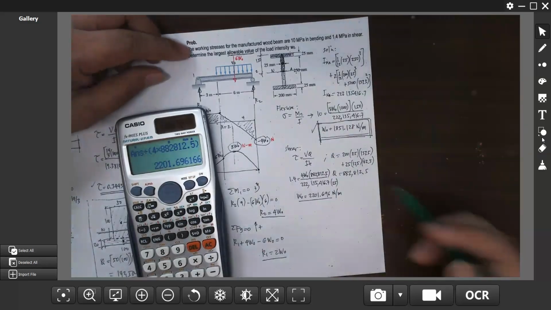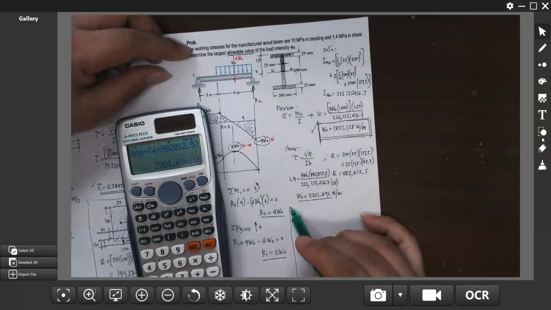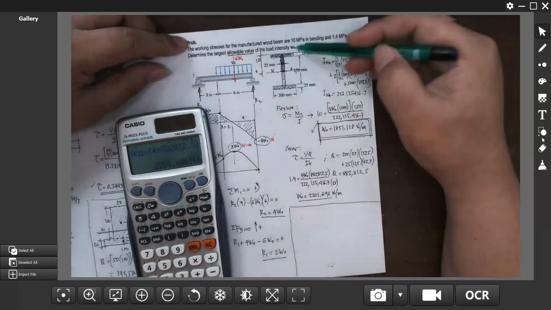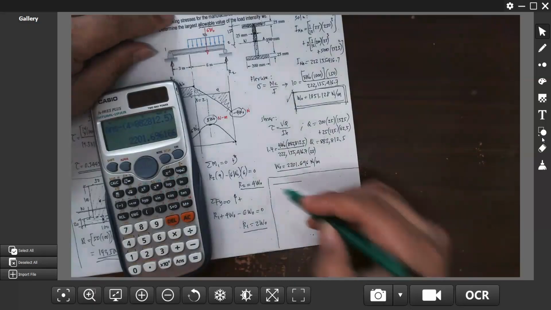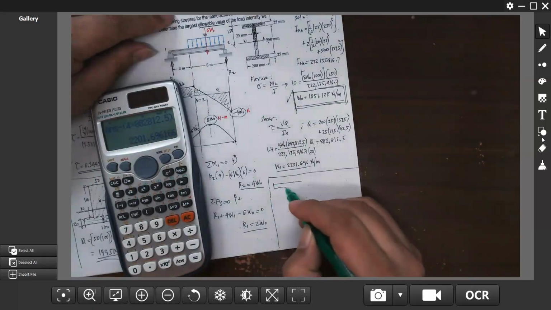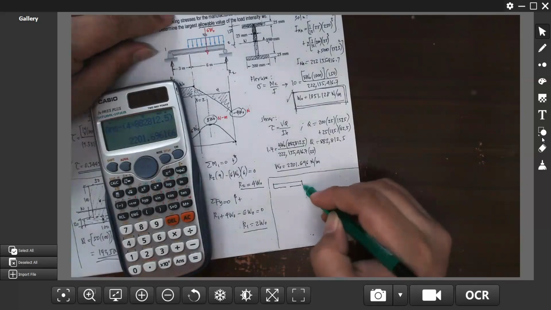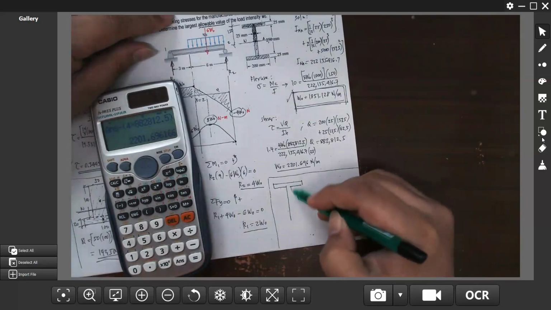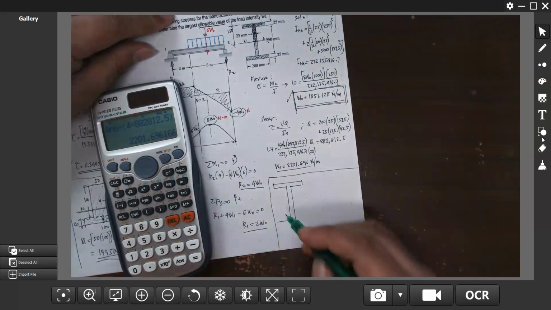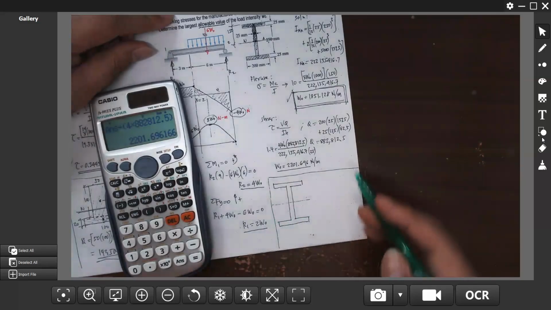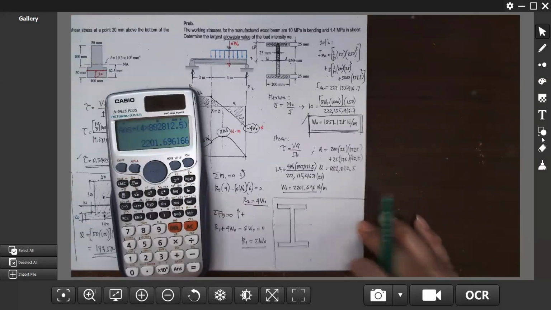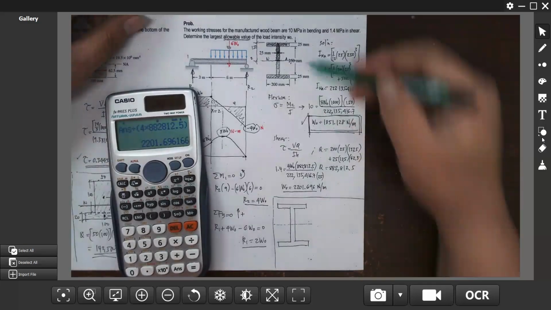Now, as I have said kanina, there are two ways of solving for I. So, one solution is this. At least na may idea. Okay. Muna yung neutral axis. Anyway, we're going to use the dimensions sa baba.